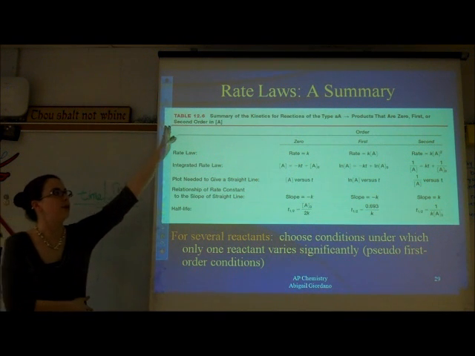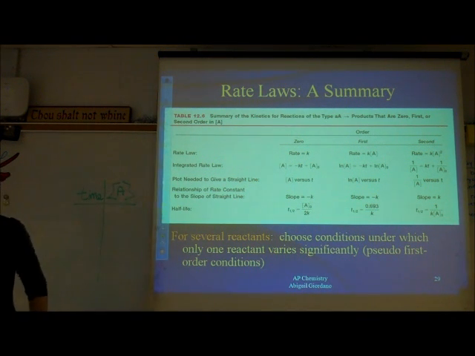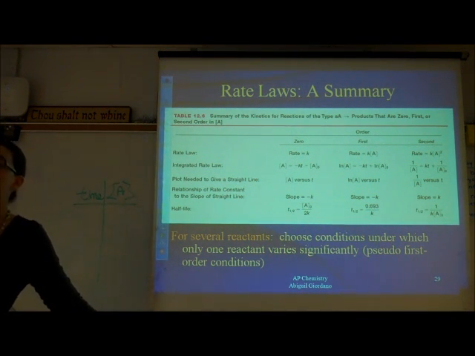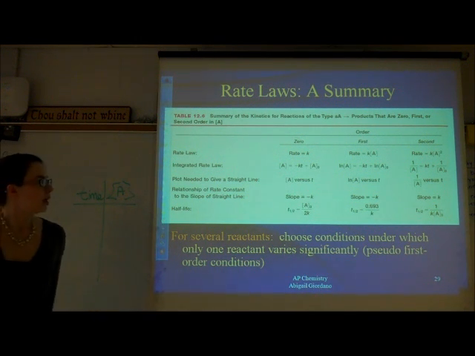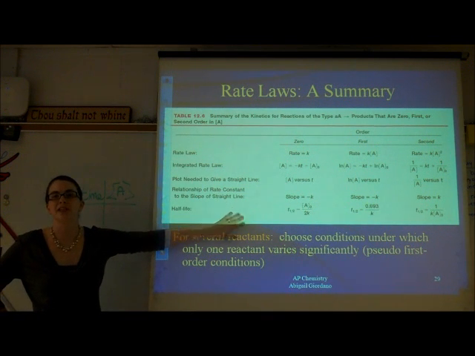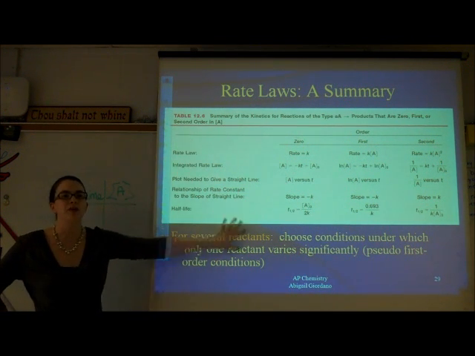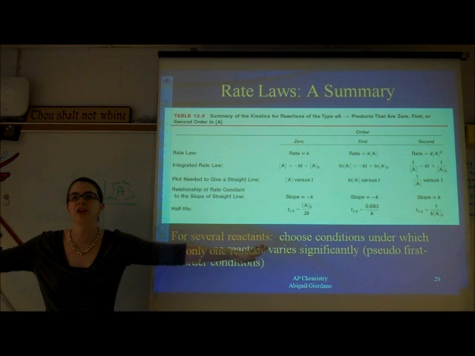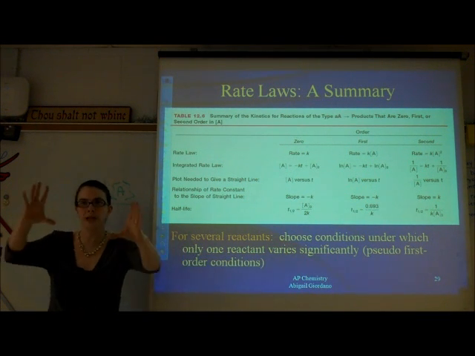This is a table from your book. If you want to write down the page number, it's on page 548. This table is your new best friend. Say hello. Hello. I want to show you what good stuff is in this table. This table sums up everything I just said in one little place.